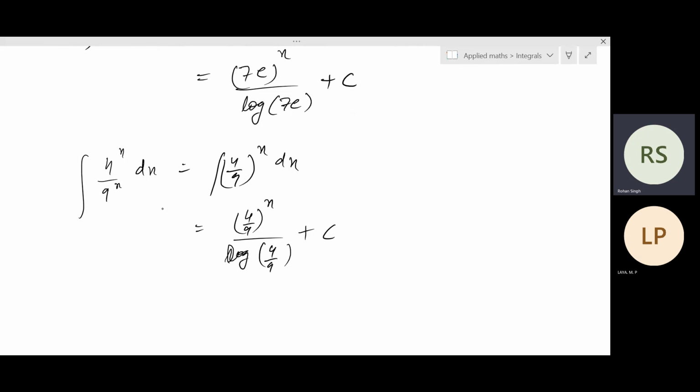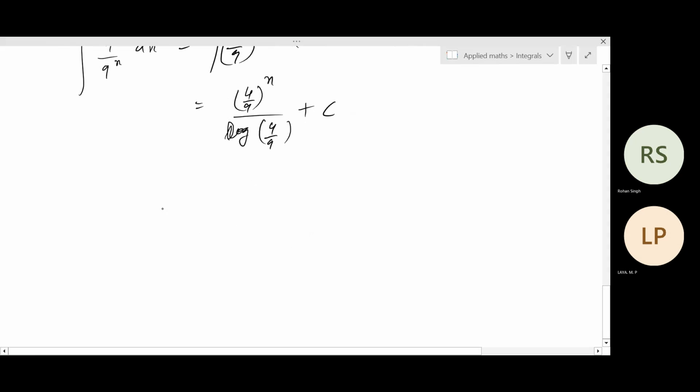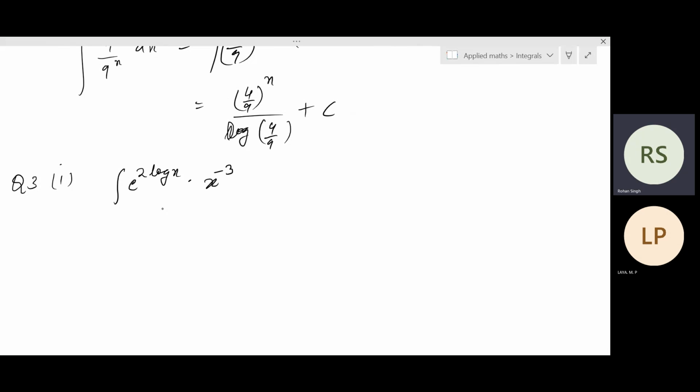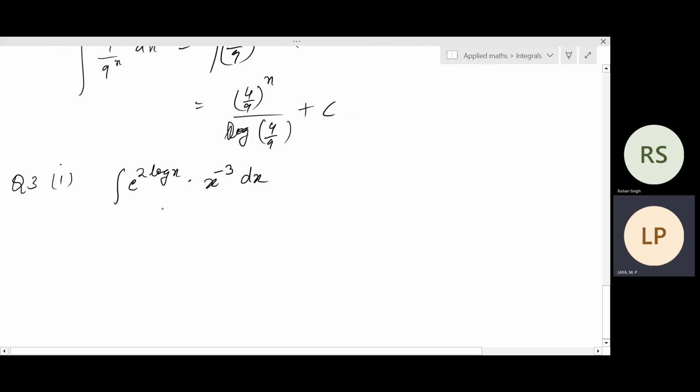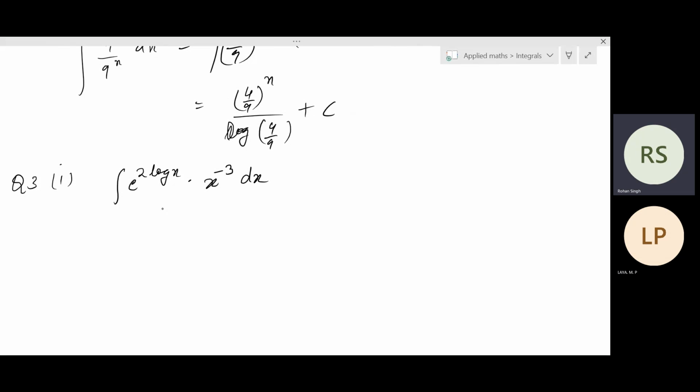Okay, then the next one is e raised to the power 2 log x times x raised to the power minus 3 dx. So we know this property: if you have e raised to log x, then you write this as only x, but the condition is that the coefficient of log should be 1.